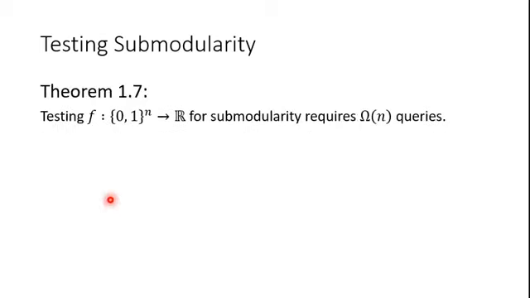So here is theorem 1.7 that we will be proving. The theorem is very simple: testing f from {0,1}^n to the real numbers for submodularity requires omega of n queries.